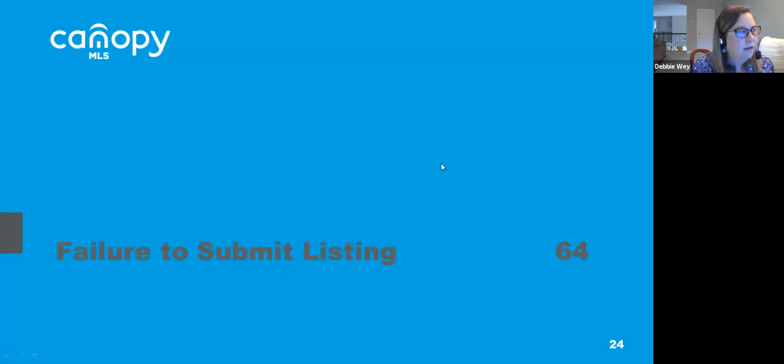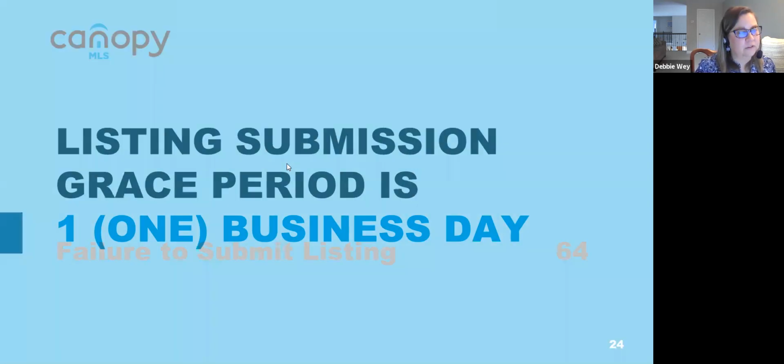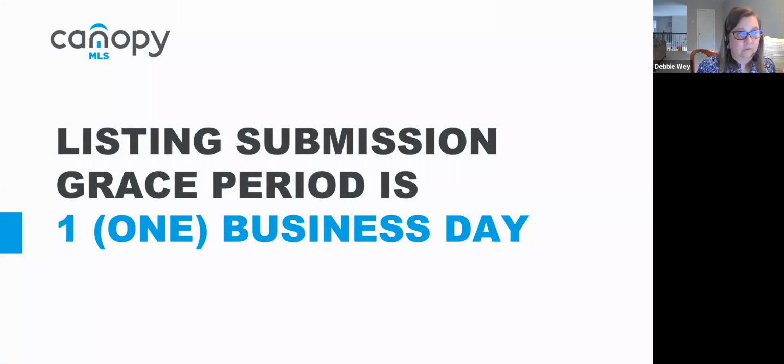So now the next potential violation, failure to submit listing. We had 64 of these in 2020. And that was a significant jump for us. We typically would see maybe 10 of those a year. But because of this new clear cooperation policy that we implemented in May of 2020, this number jumped. And so the next few slides are going to be very much about the clear cooperation policy.